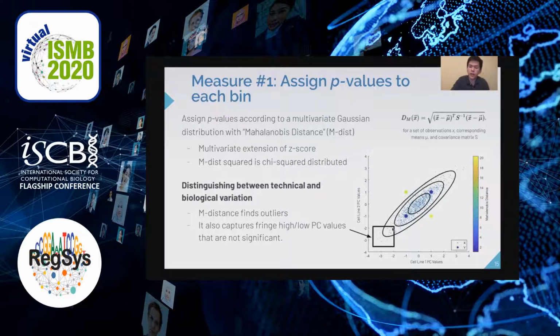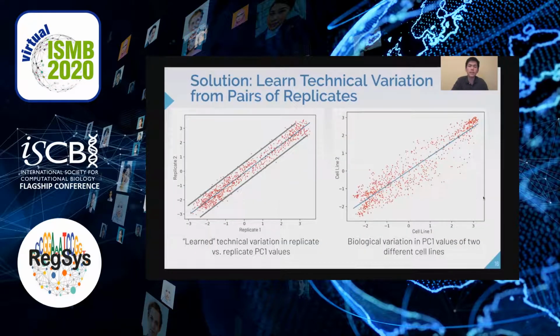The only issue with just using M distance is that it just finds outliers, meaning that it will also capture fringe low or fringe high PC values that are not necessarily significant. In this case, these values are fairly similar across both cell lines, and these are not ones that we want to call. As such, we want to distinguish between what we call technical variation, points like these, and biological variation, points like these yellow ones that represent real areas of interest. In order to do that, we quote unquote learn technical variation between pairs of replicates.